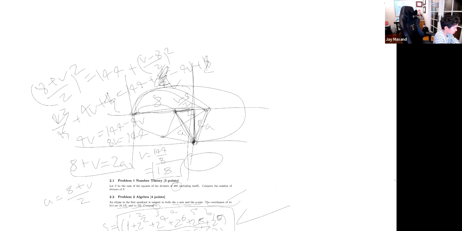Yes. So because partially during the problem I did not expand my screen, I could not completely follow why 8 plus v over 2 squared is equal to 144 plus v minus 8 divided by 2 squared.